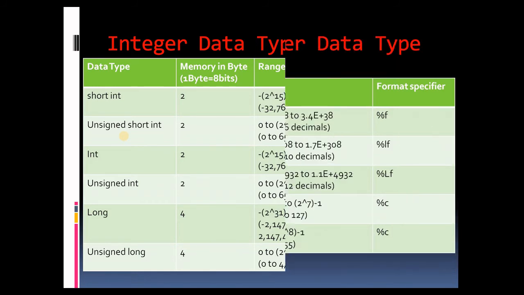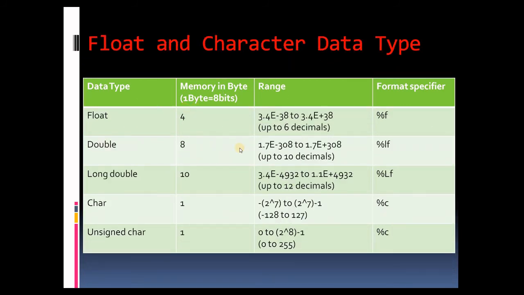So the next data types are float and character. If you want decimal points, then we go for the float data type. If the range is 6 decimal points, we go for float. If not, we go for double, which can accept up to 10 decimals. And if you want more than that, we go for long double, which can accept up to 12 decimals. Float accepts 4 bytes of memory, double 8 bytes, and long double 10 bytes.